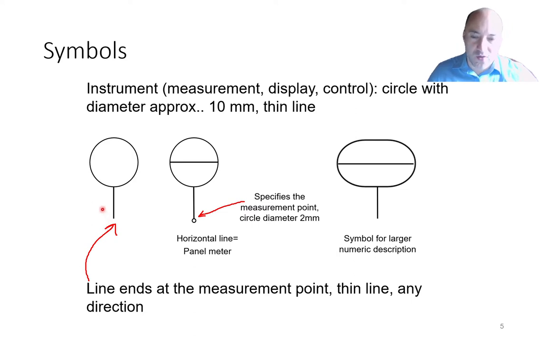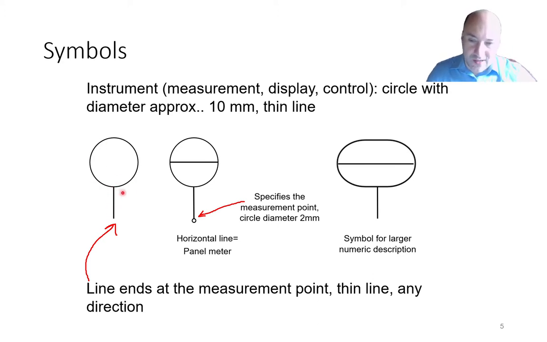The line can go from the circle in any direction. So in most cases you will use vertical lines. If, for example, you have a horizontal pipe, then you will have a vertical line. If you have a tank, for example, then in most cases it will go with a horizontal line to the sensor. But it can be under any angle. All the lines here in the circle are thin lines, not bold lines.